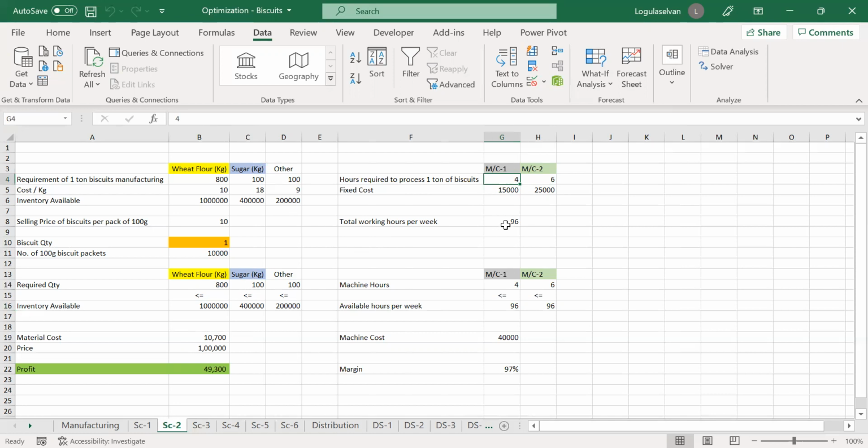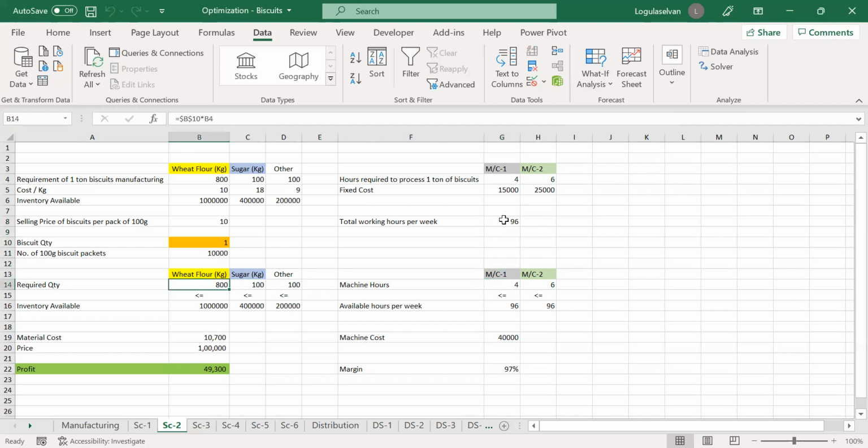And another thing is, since it completely depends on the number of hours it will work, the working hours in a week is going to be 6 into 16, which means 2 shifts of 8 hours and 6 working days. So totally 96 hours only the company has. Beyond 96 hours, they can't do anything. So within that time, how much they can manufacture. This is another constraint.